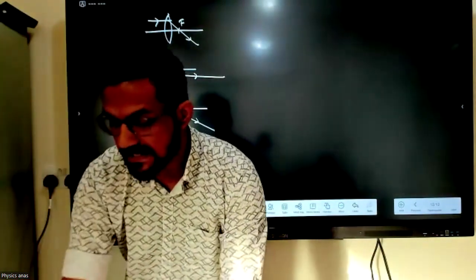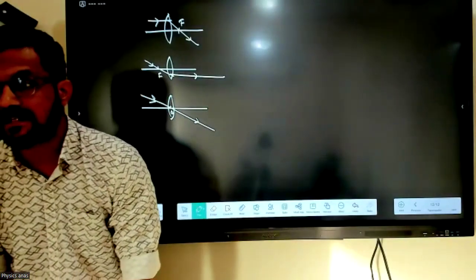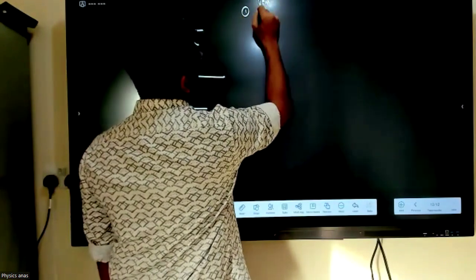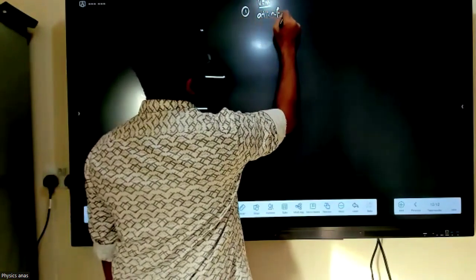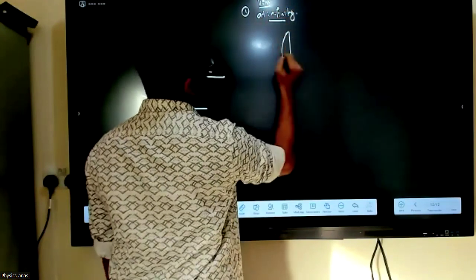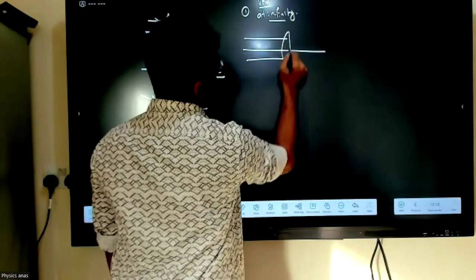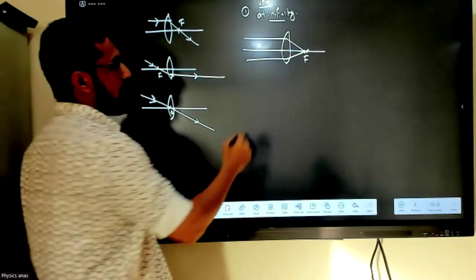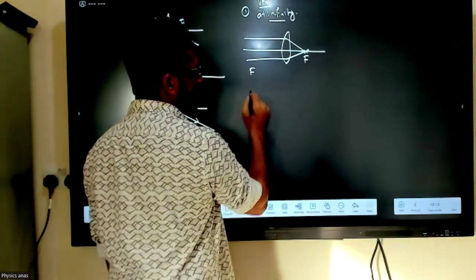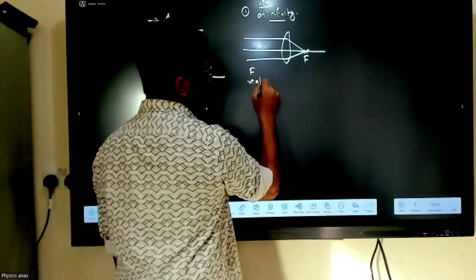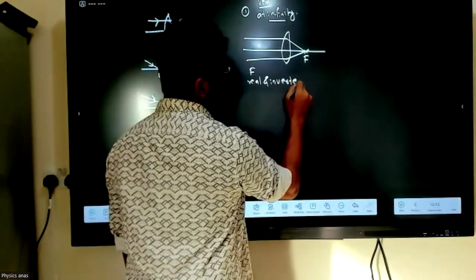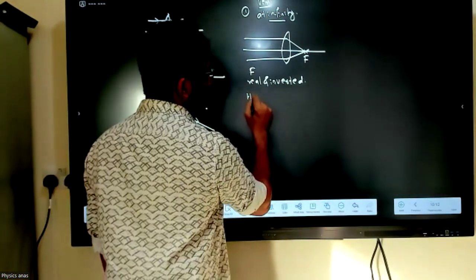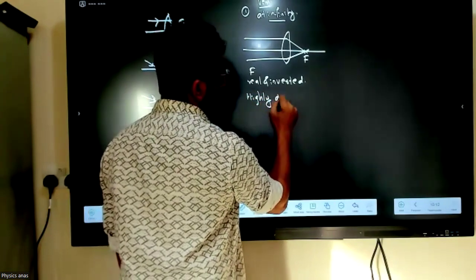Then we have to see some ray diagrams. There are 6 cases in convex lens and 2 cases in concave lens. What was the first case in convex lens? The object is at infinity. If the object is at infinity, the light rays will be parallel, and they will converge at a point on the principal axis. So the image is at F, and it is real and inverted. It will be point size or highly diminished.